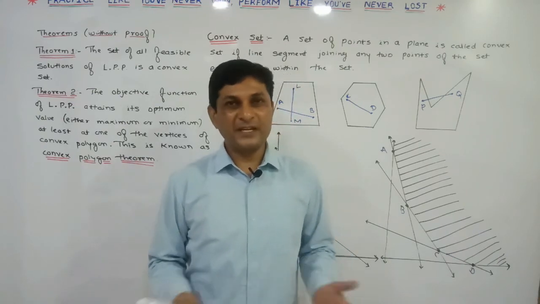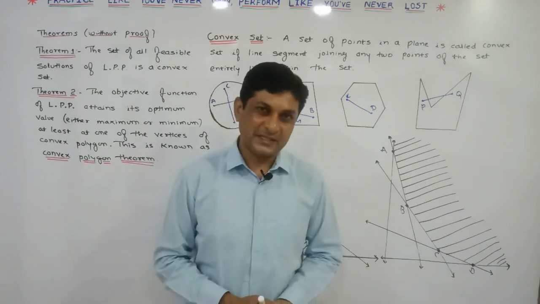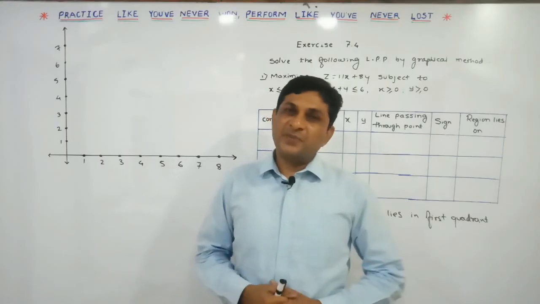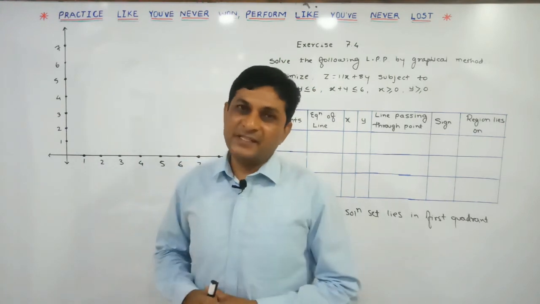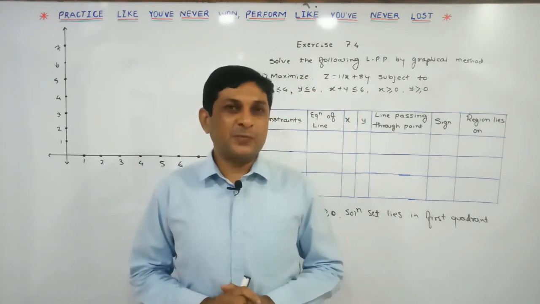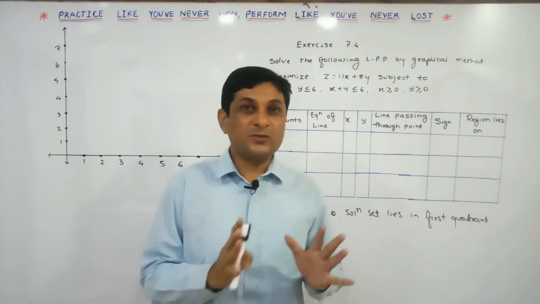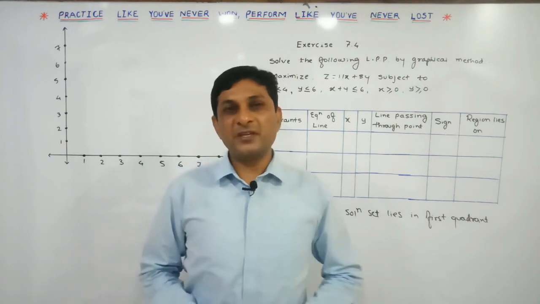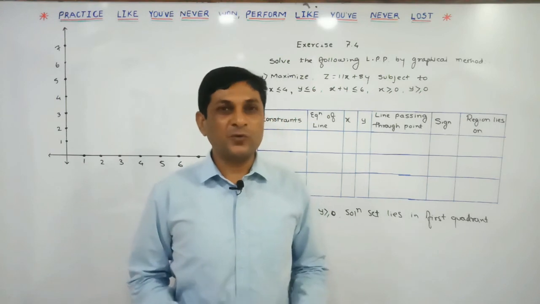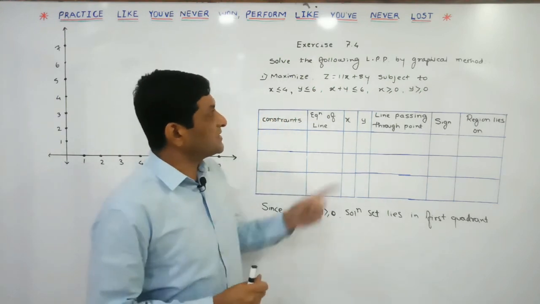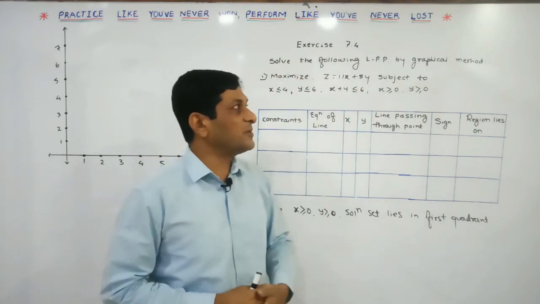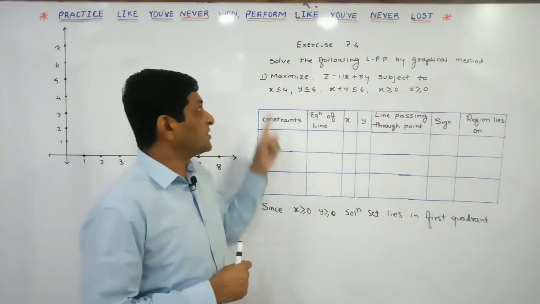So let us begin with the examples from the next exercise. Now see the first example from exercise 7.4. We are not solving the examples from exercise 7.3 because this exercise is omitted for this academic year 2021 due to COVID-19. So, see the first example. In the first example we have to solve a linear programming problem graphically. See question number first.